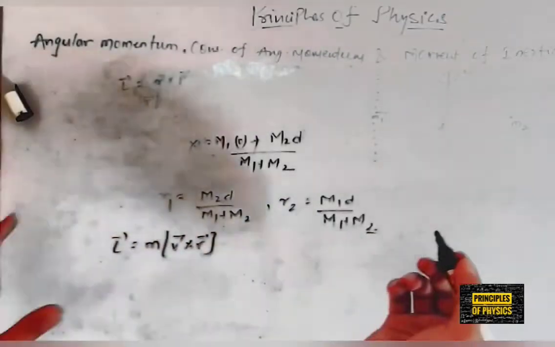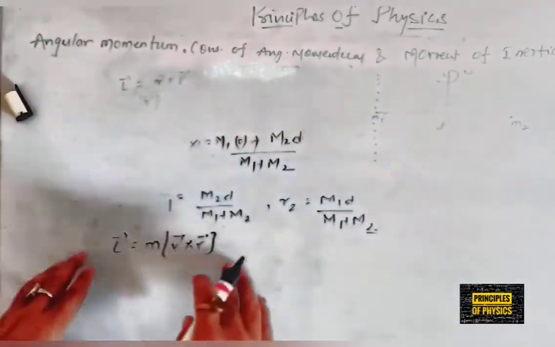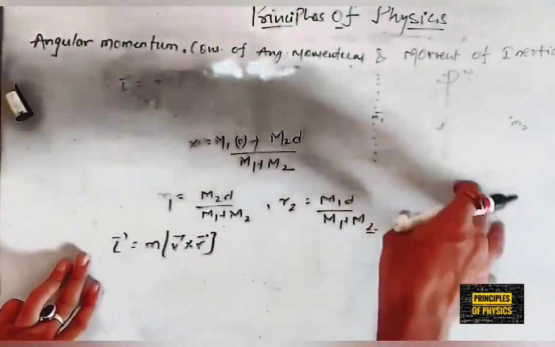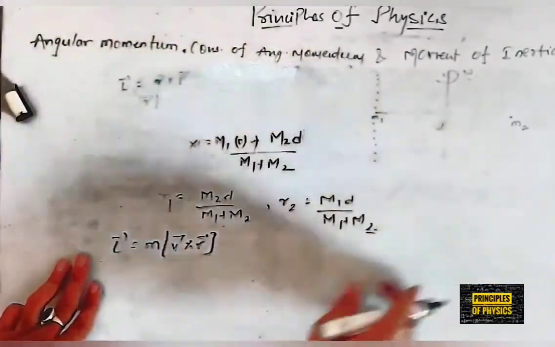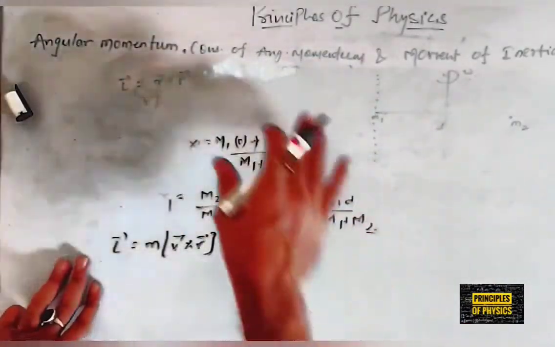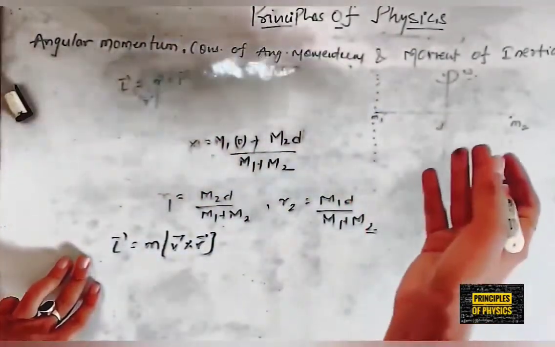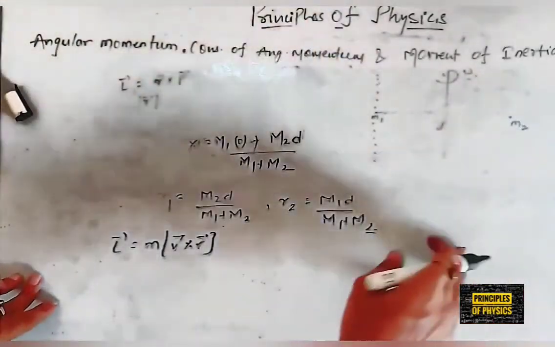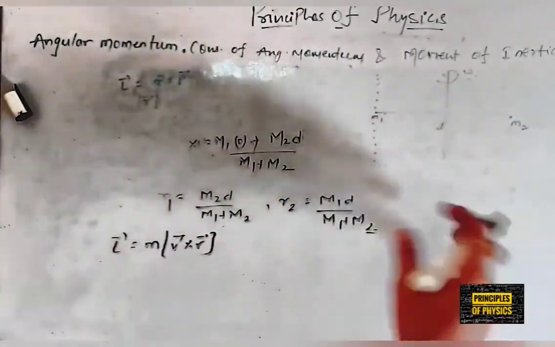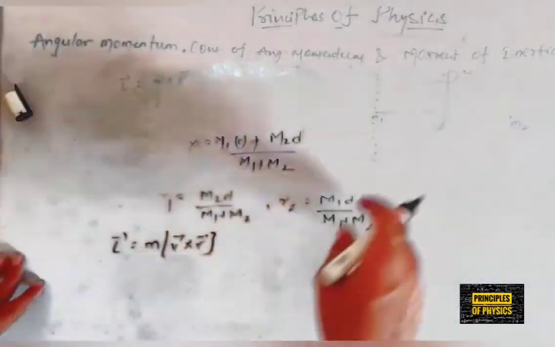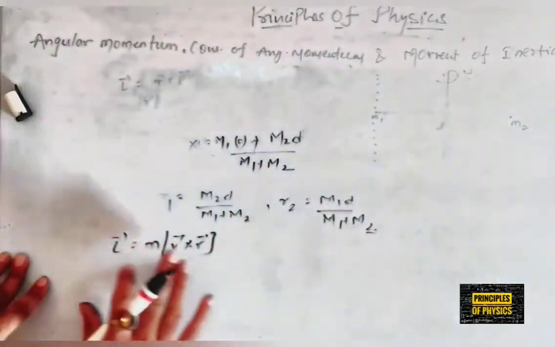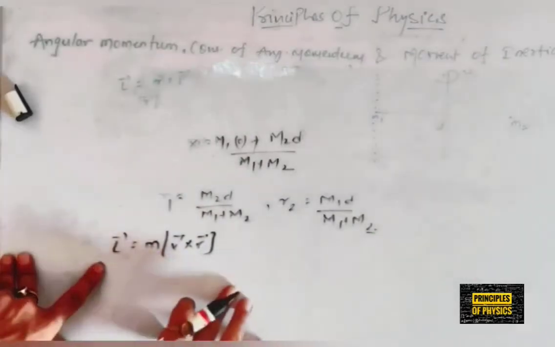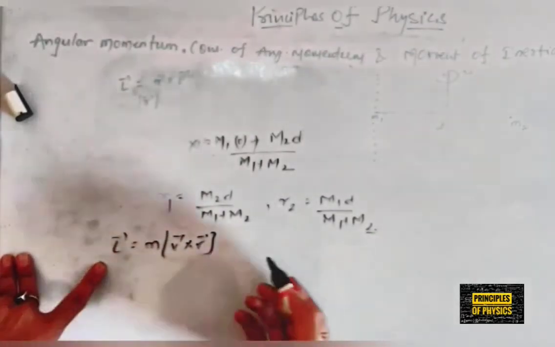And to find the angular momentum, we must check whether there is any external torque acting on the system. If there is, then we can't use the conservation of angular momentum. Otherwise, if there is no external torque acting, then we can use that. In this case, as we see that no external torque is acting, the angular momentum remains constant.